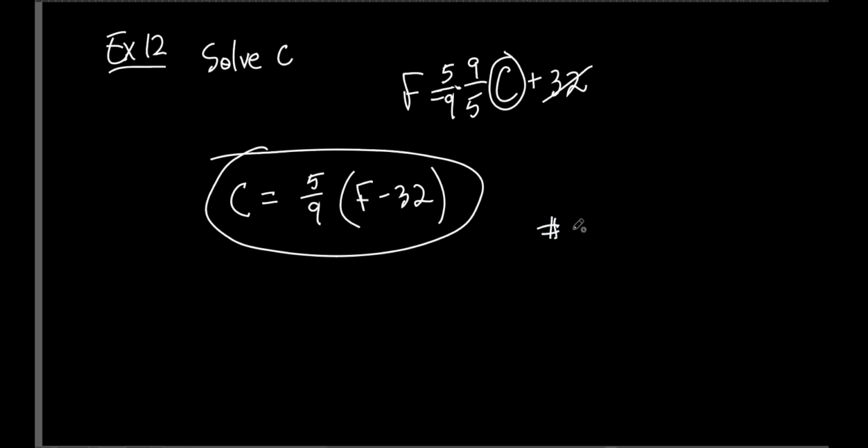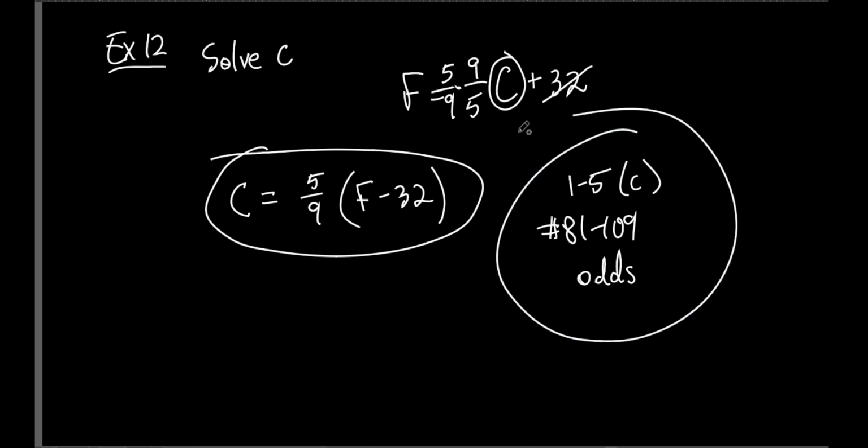So it's from section 1.5, and it's 81 to 109. And it's just the odds, so that's nice. It's really not that many problems. So that's 1.5C. So that's your homework right there. It's page 57. It's page 57.